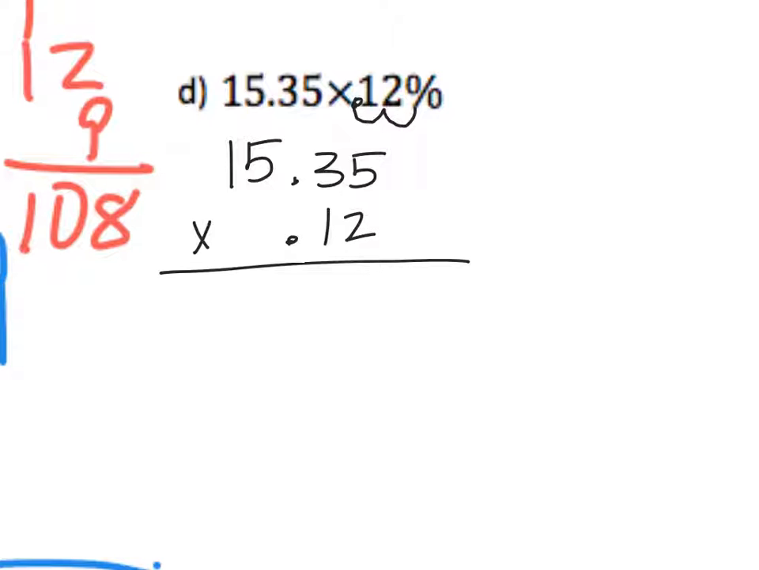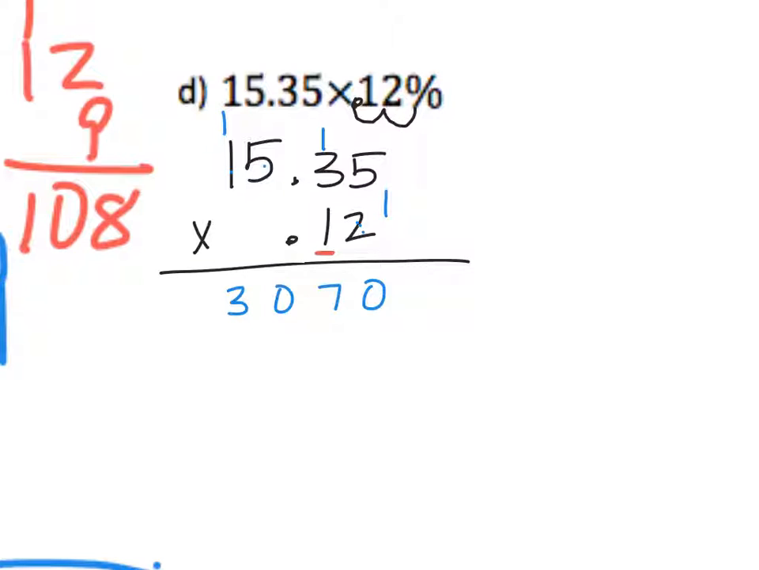Now, back to the problem. We have 0.12. So we're going to multiply just like we would. So we'd multiply 5 times 2, which is 10. So put down the 0, carry the 1. 2 times 3 is 6, carry the 1 is 7. 2 times 5 is 10, carry the 1. And 2 times 1 is 2, plus 1 is 3. Okay, and I'm not going to worry about the decimals right now. So I'm going to leave it as 3070.